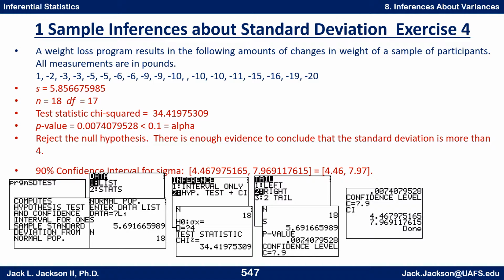0.007. Notice that that is probably smaller than alpha. Let's see, it's not completely clear what alpha is here. Yeah, it is. There it is, 0.1. Okay, so 0.1 for alpha. So 0.007 is less than alpha, so there is enough evidence to conclude the standard deviation is more than 4.